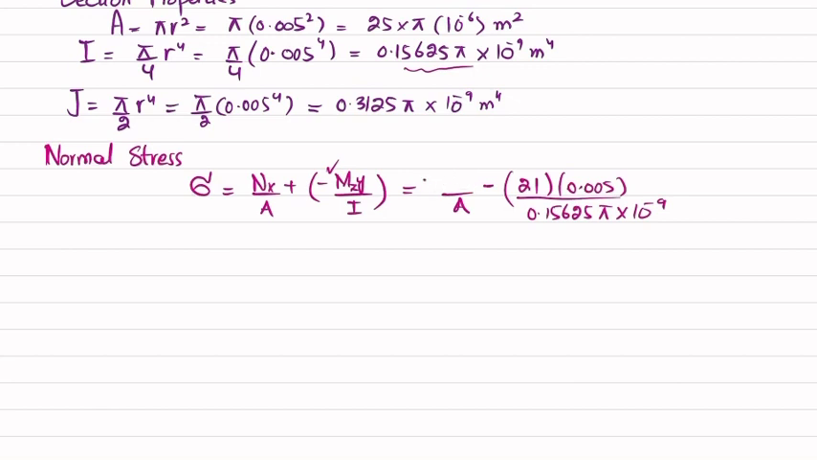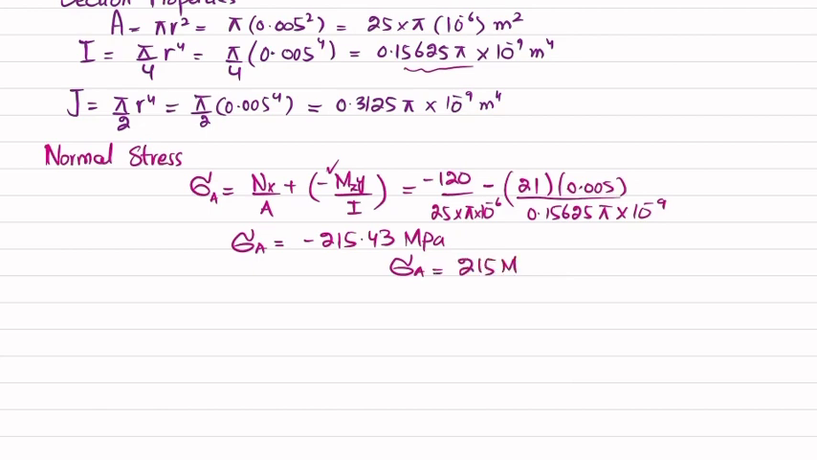So I will replace minus 120 because this is compression, and area is given as 25 multiplied by pi into 10 raised to power minus 6. So when you solve this, you will get the normal stress at point A will be equal to minus 215.43 megapascal, or you can say that normal stress at A is 215 megapascal, and that is in compression.